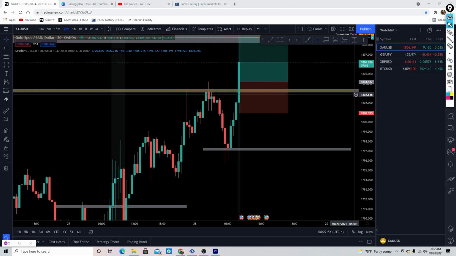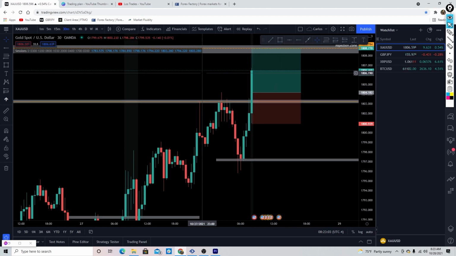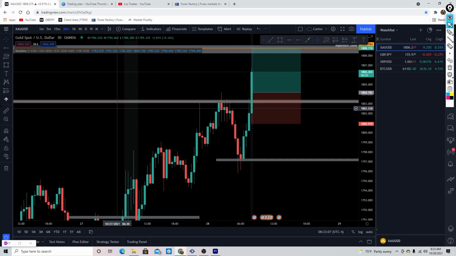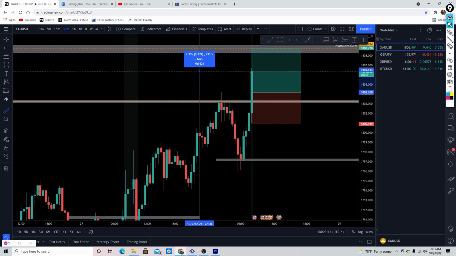So probably not as smoothly, but looking at this was definitely an impulse entry. These type of moves happen all the time, man. All the time where price just goes through this resistance, starts to break highs and then just continues going up. These moves happen all the time on gold, I would say.